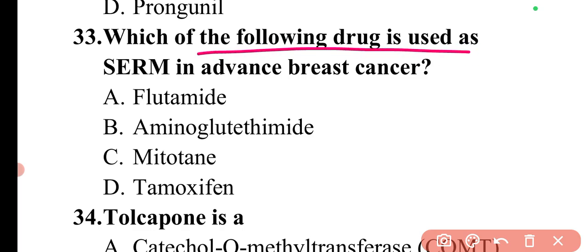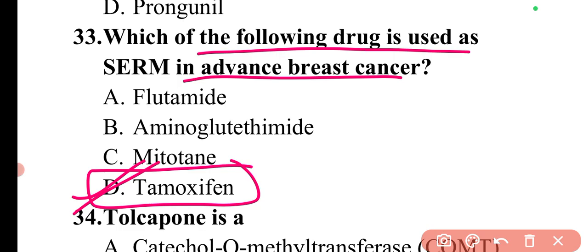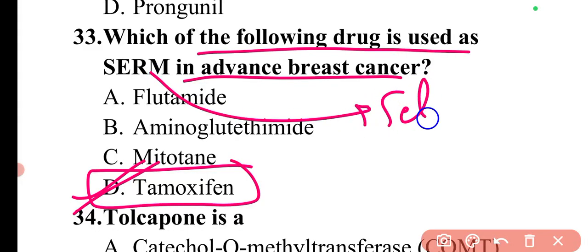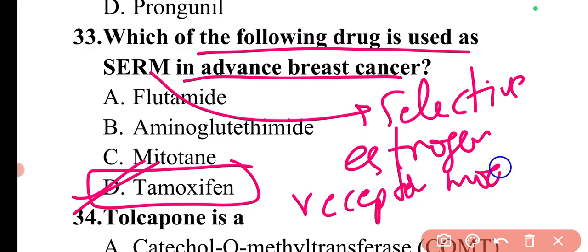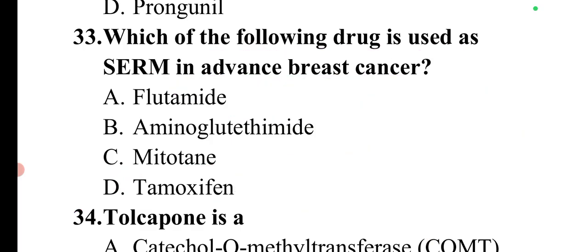Next question is, which of the following drugs is used as a SERM in advanced breast cancer? So the drug which is used as a SERM in advanced breast cancer is tamoxifen. So here option D will be the correct answer. So we need to know the full form of SERM. SERM is basically the selective estrogen receptor modulator. So this is the full form of SERM. The drug used in breast cancer is tamoxifen. So here option D is correct.